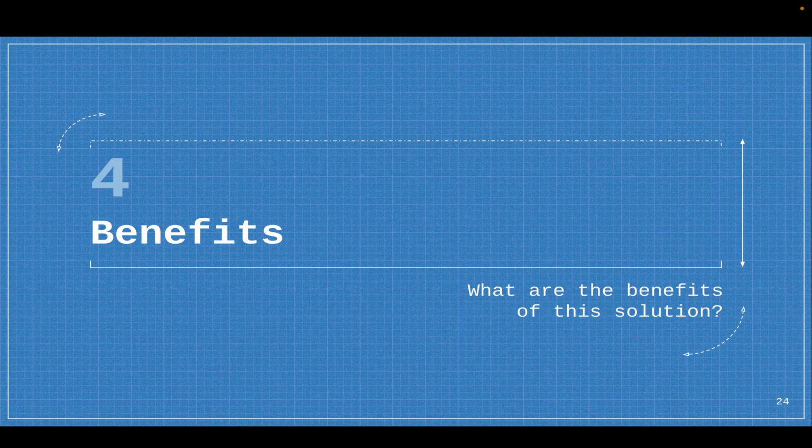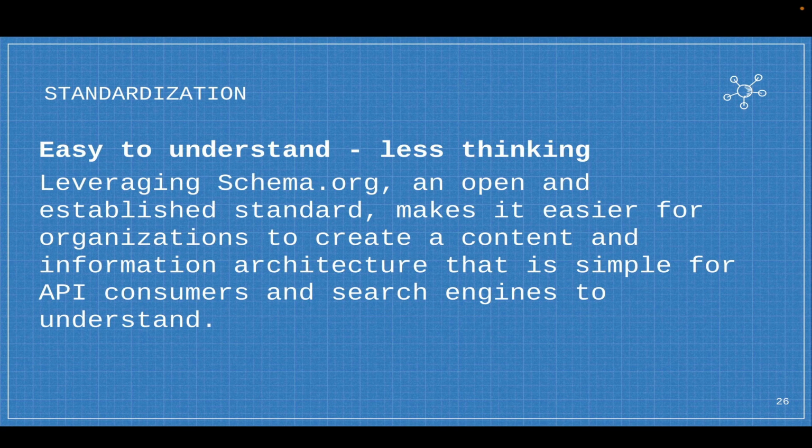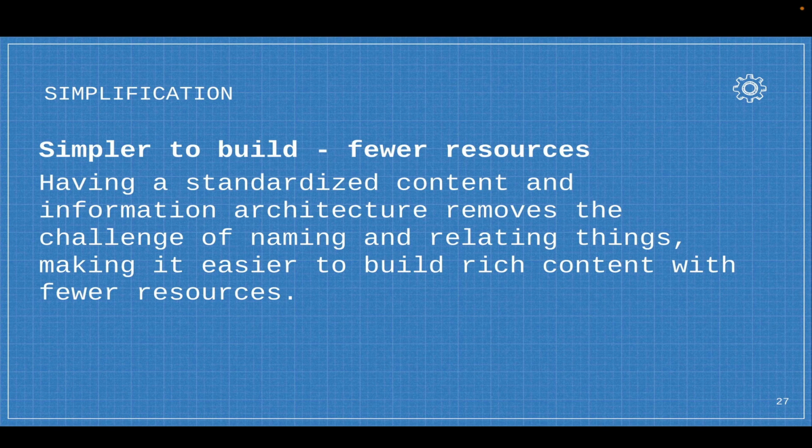And I want to wrap up and just reinforce the benefits of everything I just showed you. So the benefits of the Schema.org Blueprints module are standardization, simplification, and acceleration. Look, the data is easy to understand. Leveraging Schema.org makes it easier for organizations to create a content information architecture that's simple for API consumers and search engines to understand. Developers also understand it. That kind of leads to simplification: simpler to build, fewer resources. Developers don't have to do a lot of guesswork when they come on your team. They know exactly how the content's structured.